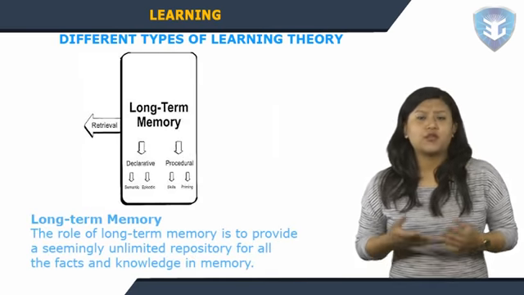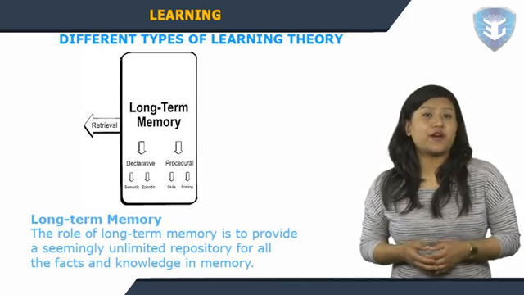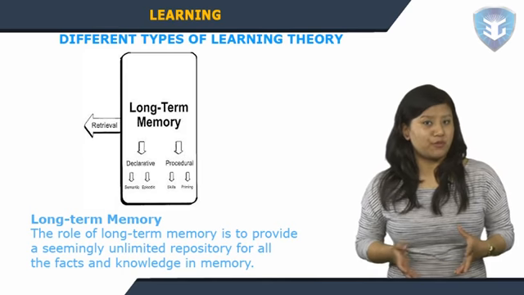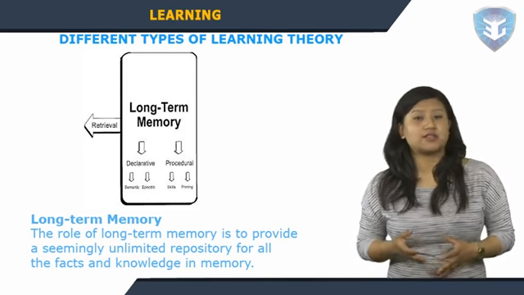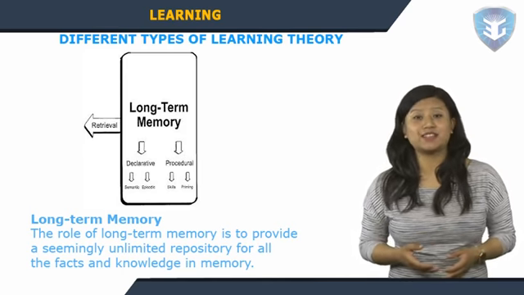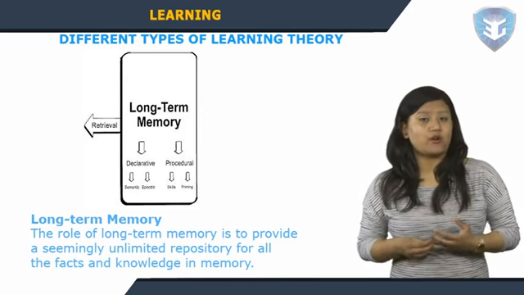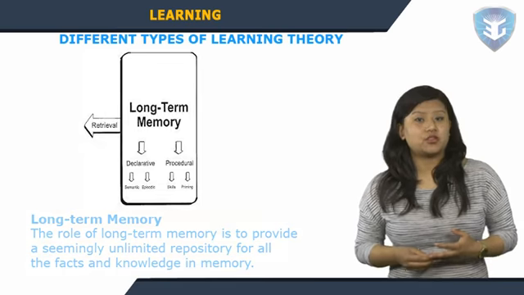Long-term memory. The role of long-term memory is to provide a seemingly unlimited repository for all the facts and knowledge in memory. A great deal of research has gone into identifying two key aspects of long-term memory: what types of information are represented and how information is organized.